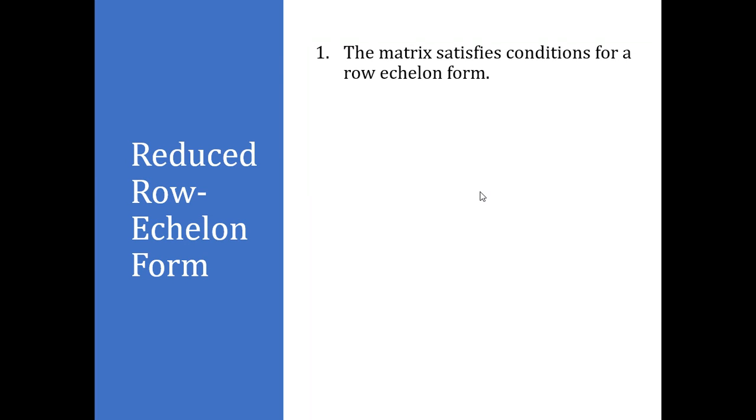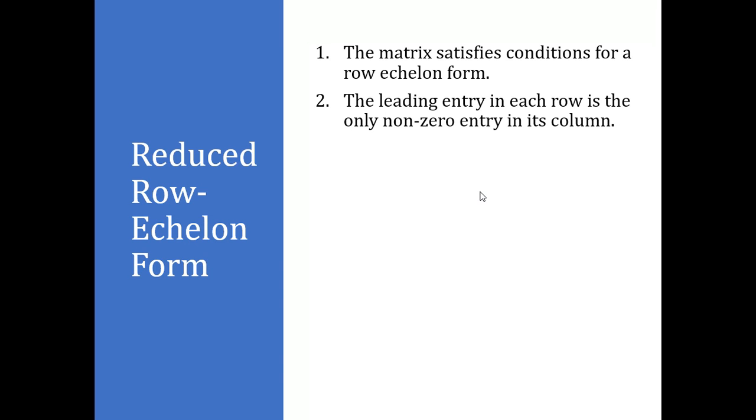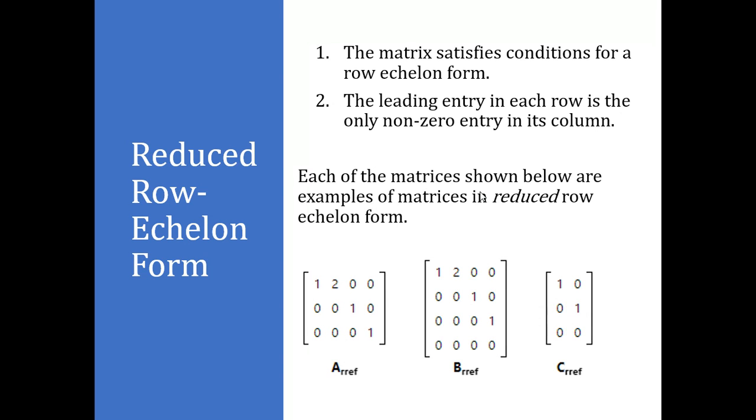So for reduced row echelon form, you have to satisfy all of the conditions for what we just talked about, which is row echelon form. But for reduced row echelon form, the leading entry in each row is the only non-zero entry in its column. So what that means, if we take a look at these examples in reduced row echelon form, for this one, we have zeros not only on the bottom of each of the leading entries of 1, but we also have a 0 at the top of the leading entries.